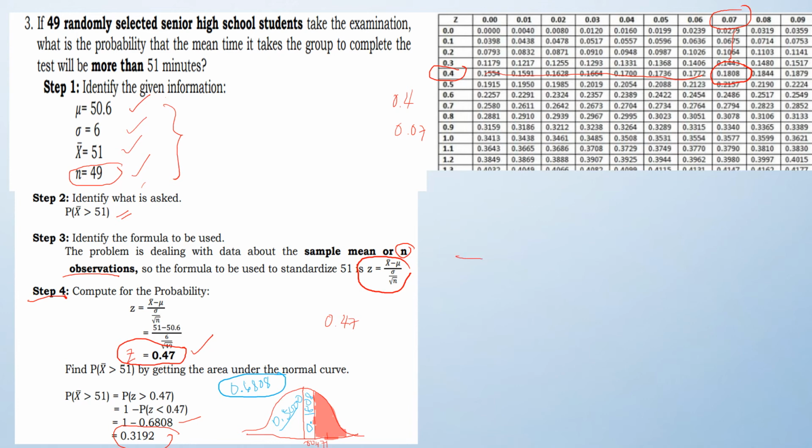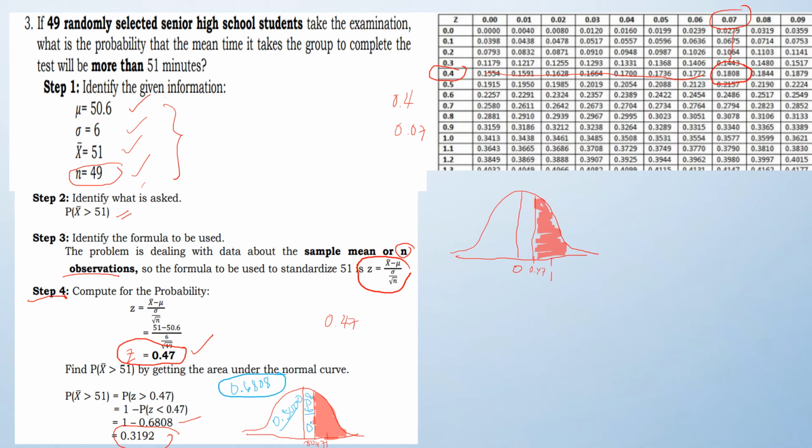Yung isa, sa normal curve pa rin, para makita nyo lang yung difference. Ito yung 0, andito yung 1, ang 0.47 ay nandito. So, ganun pa rin, ito pa rin ang kailangan mong area. Ito pa rin, yung nasa kanan pa rin.